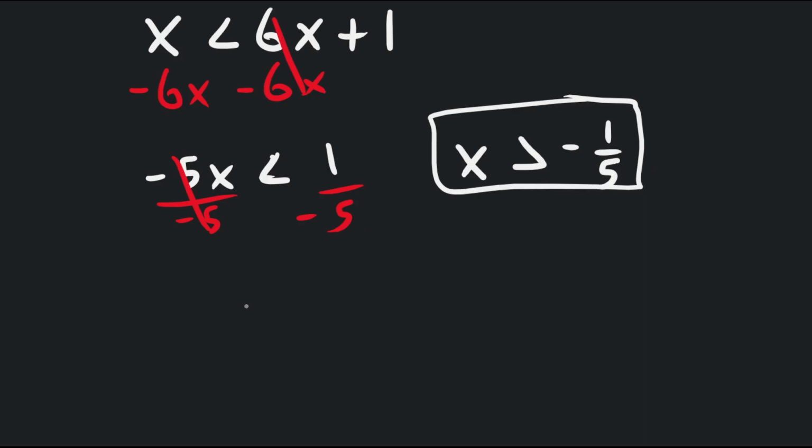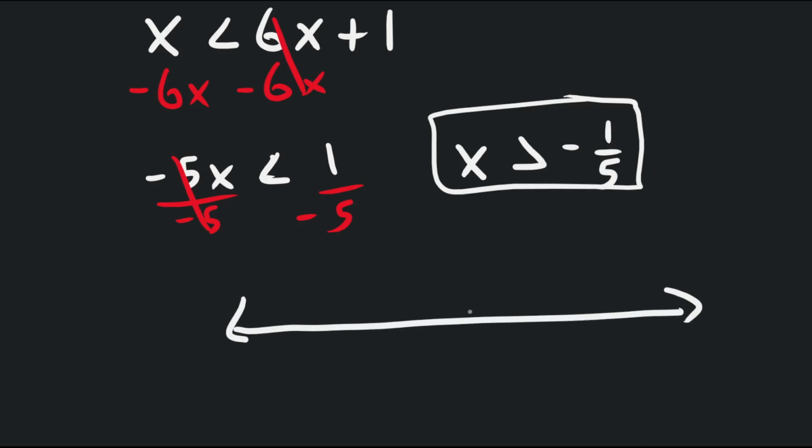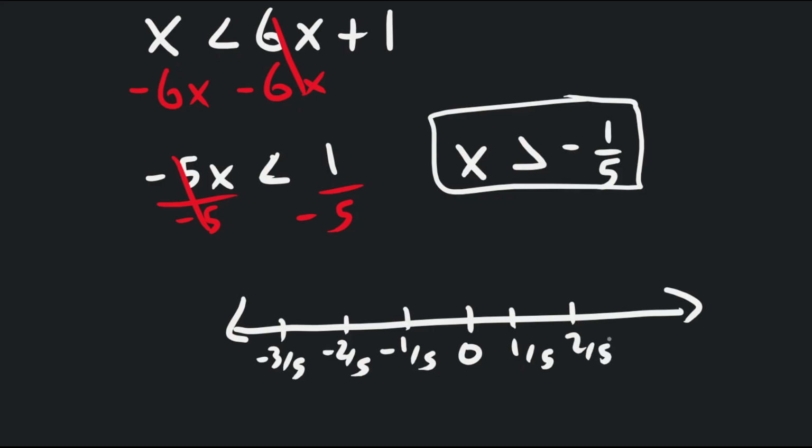And then on a number line, if we go ahead and graph it, let's put 0 in the middle. Negative 1/5 here, negative 2/5, negative 3/5, and then 1/5 over here, 2/5, 3/5. And then if we graph this, where is negative 1/5? It's right here. So open circle or closed circle? It's going to be open because this is just a greater than. If it was a greater than or equal to, it would be closed. But it's just a greater than. There is no equal to bar under it, so an open circle.